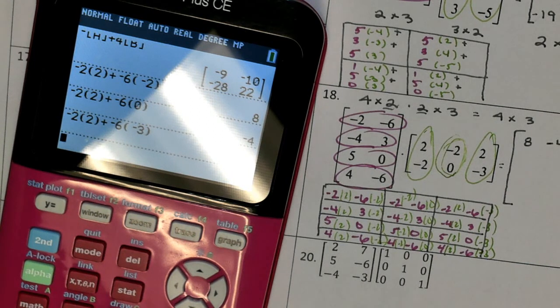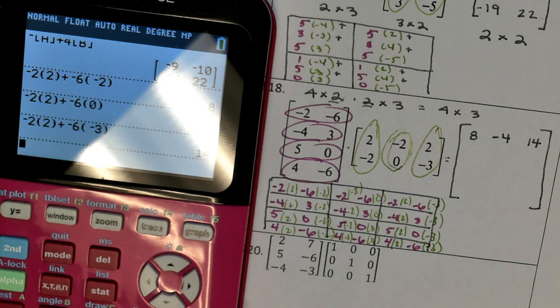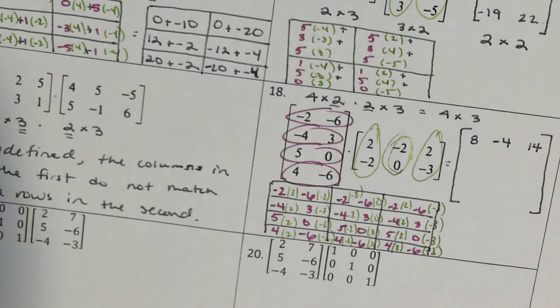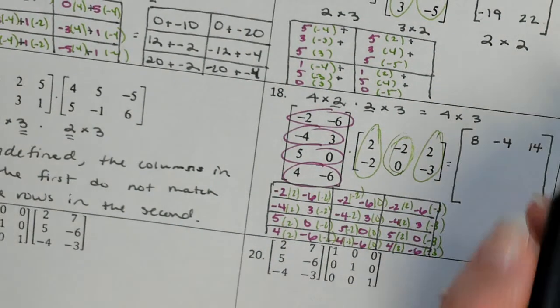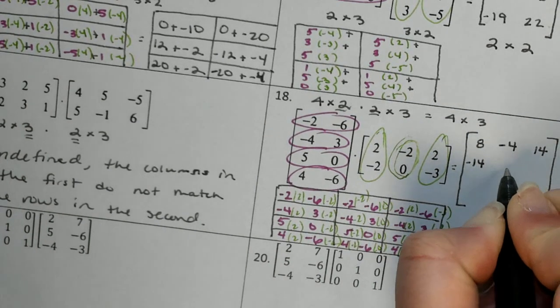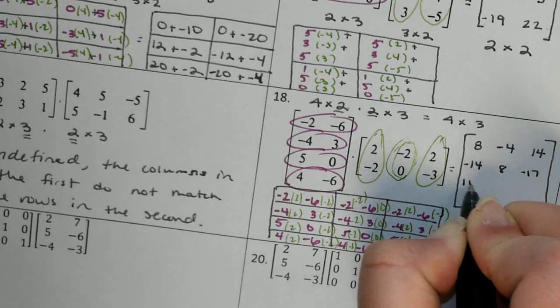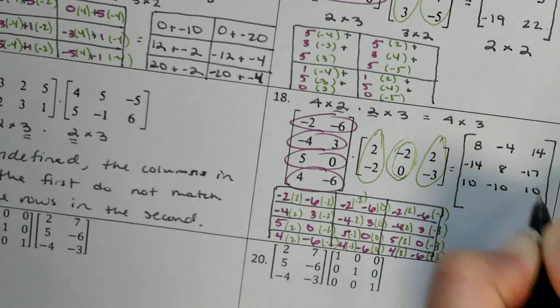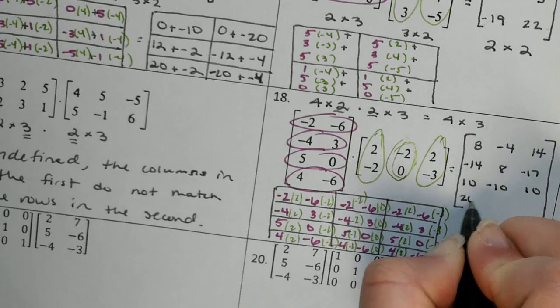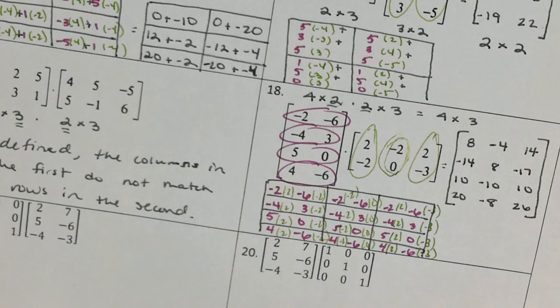So you can type them in your calculator all at once if you wish, or you can do that second workbox and show me the numbers that you're going to be adding. In the next row, we are going to get negative 14, 8, negative 17. Next row is going to be 10, negative 10, 10. And in the last row, 20, negative 8, 26.